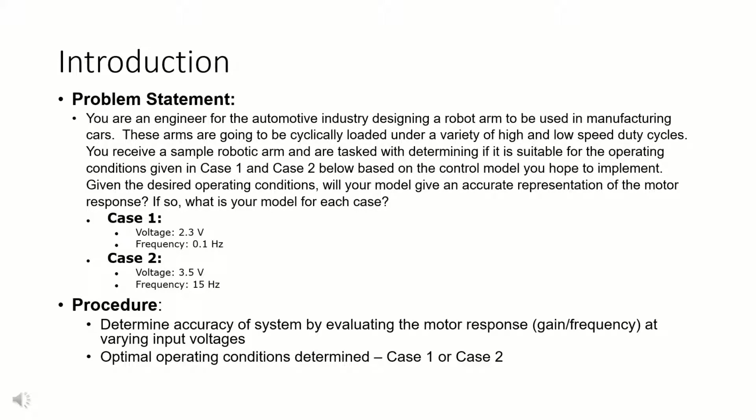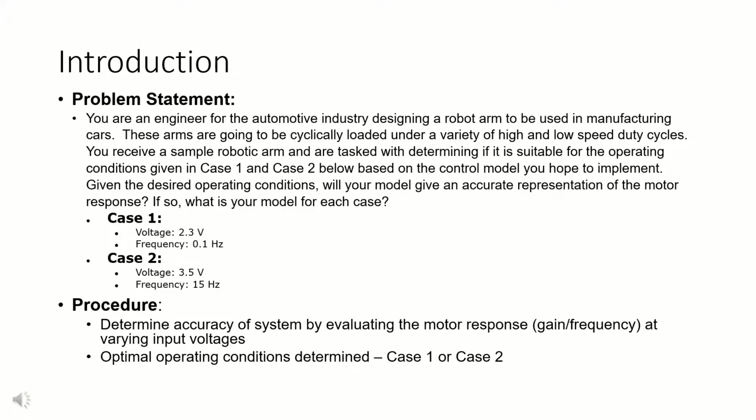Case 1, which has a voltage of 2.3 volts and a frequency of 0.1 Hz, or Case 2, which has a voltage of 3.5 volts and a frequency of 15 Hz. To begin this lab, the accuracy of the motor system will be evaluated based on the motor response at varying input voltages. After optimal operating conditions are determined, either Case 1 or Case 2 will be chosen.